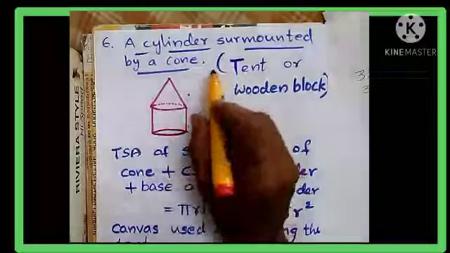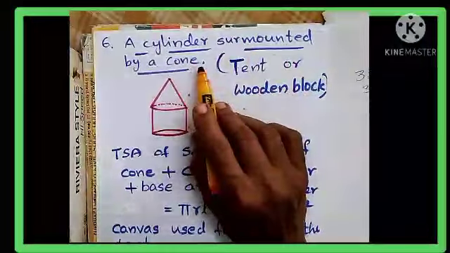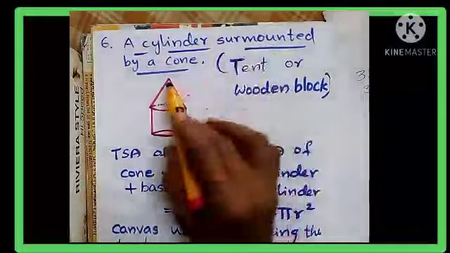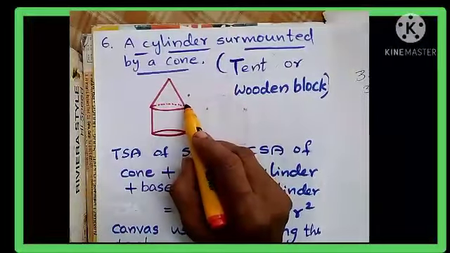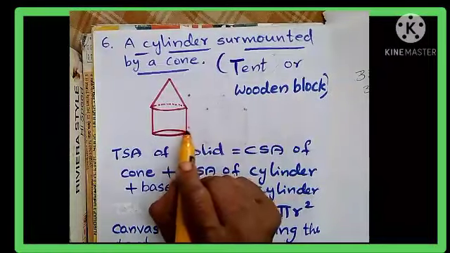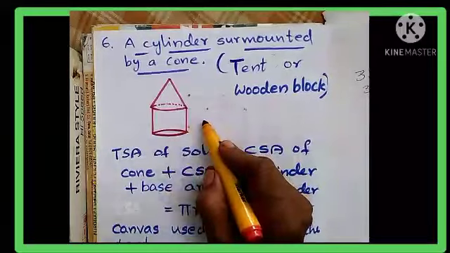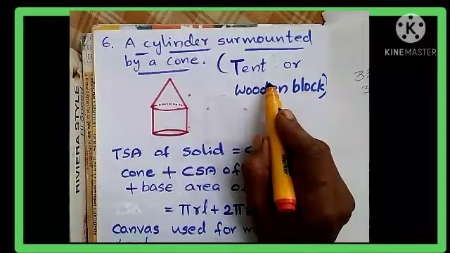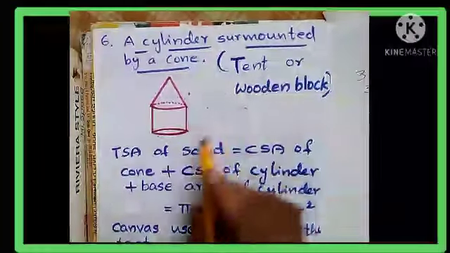Next, sixth one. A cylinder surmounted by a cone. A cylinder is given, surmounted by a cone. A cone is attached here. Have you seen any shape like this? It's a wooden block maybe, or otherwise a tent. Circus tent. Have you seen that circus tent? Okay, so here it is.